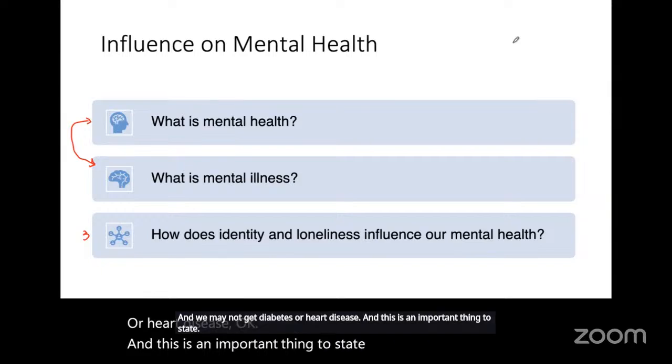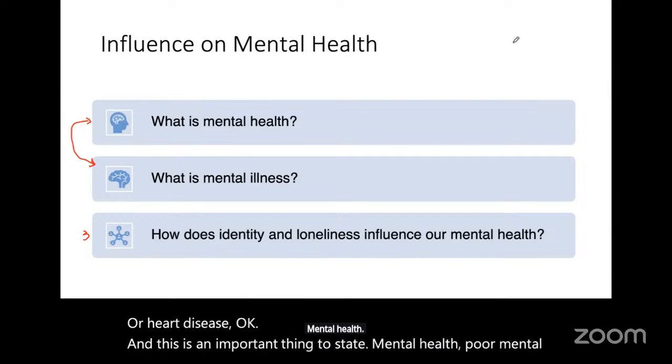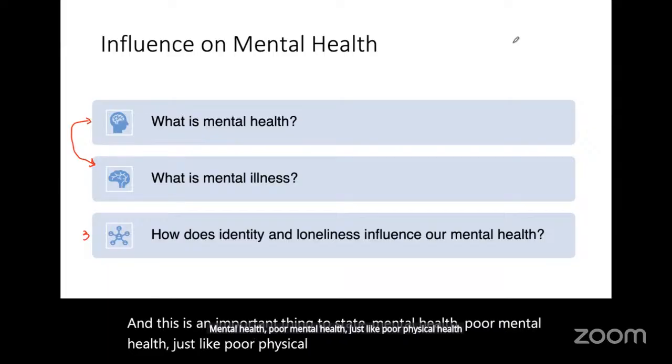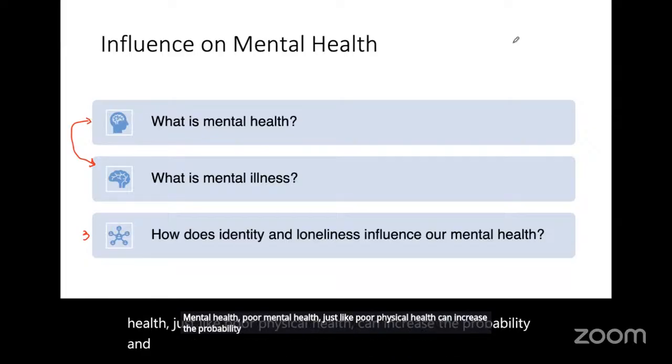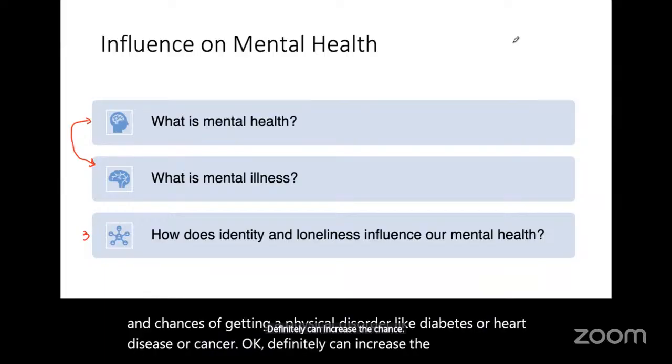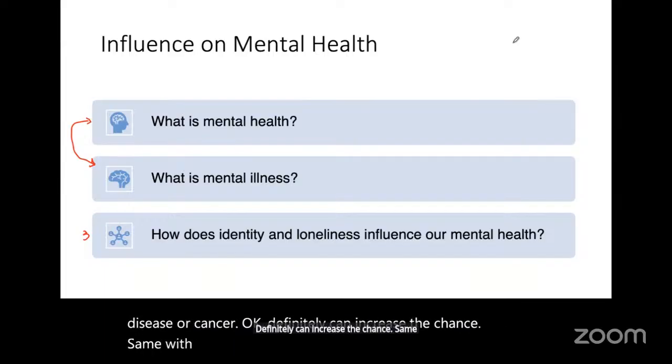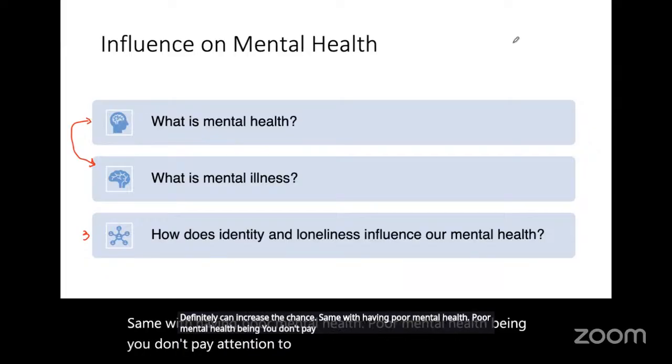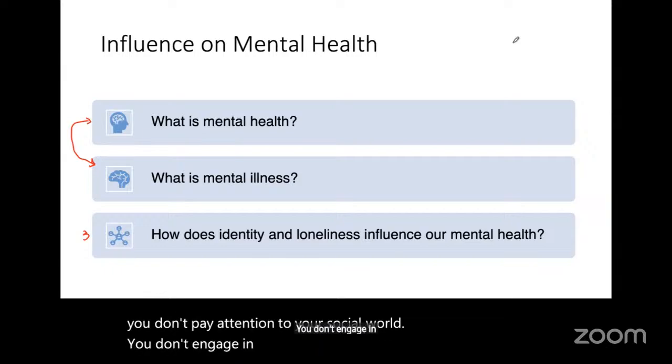Poor mental health, just like poor physical health, can increase the probability and chances of getting a physical disorder like diabetes or heart disease or cancer. Okay, definitely can increase the chance. Same with having poor mental health. Poor mental health being you don't pay attention to your social world. You don't engage in healthy relationships with other people.